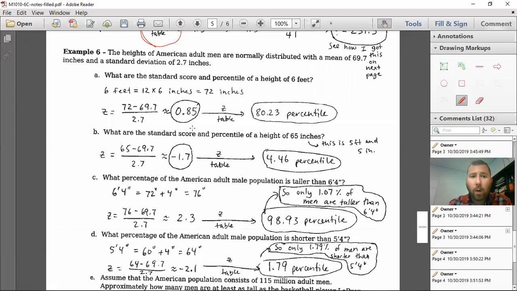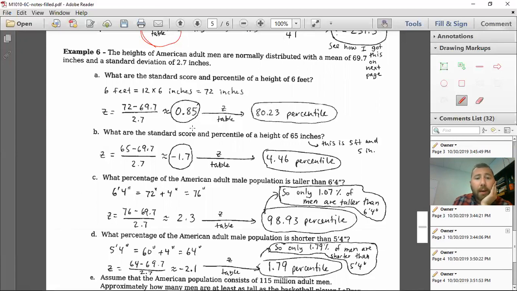All right, so what are the standard score and percentile of a height of 6 feet? Well, first of all, everything's in inches. So 6 feet needs to be turned into inches. That's what I do right there. 12 inches in a foot. So 72 inches is my statistic of interest. I subtract off my mean, divide through by my standard deviation, get my z-score. I have my percentile. As it turns out, 80% of men would be 6 feet tall or less, approximately. 20% of men are 6 feet or taller, is what we just found out.